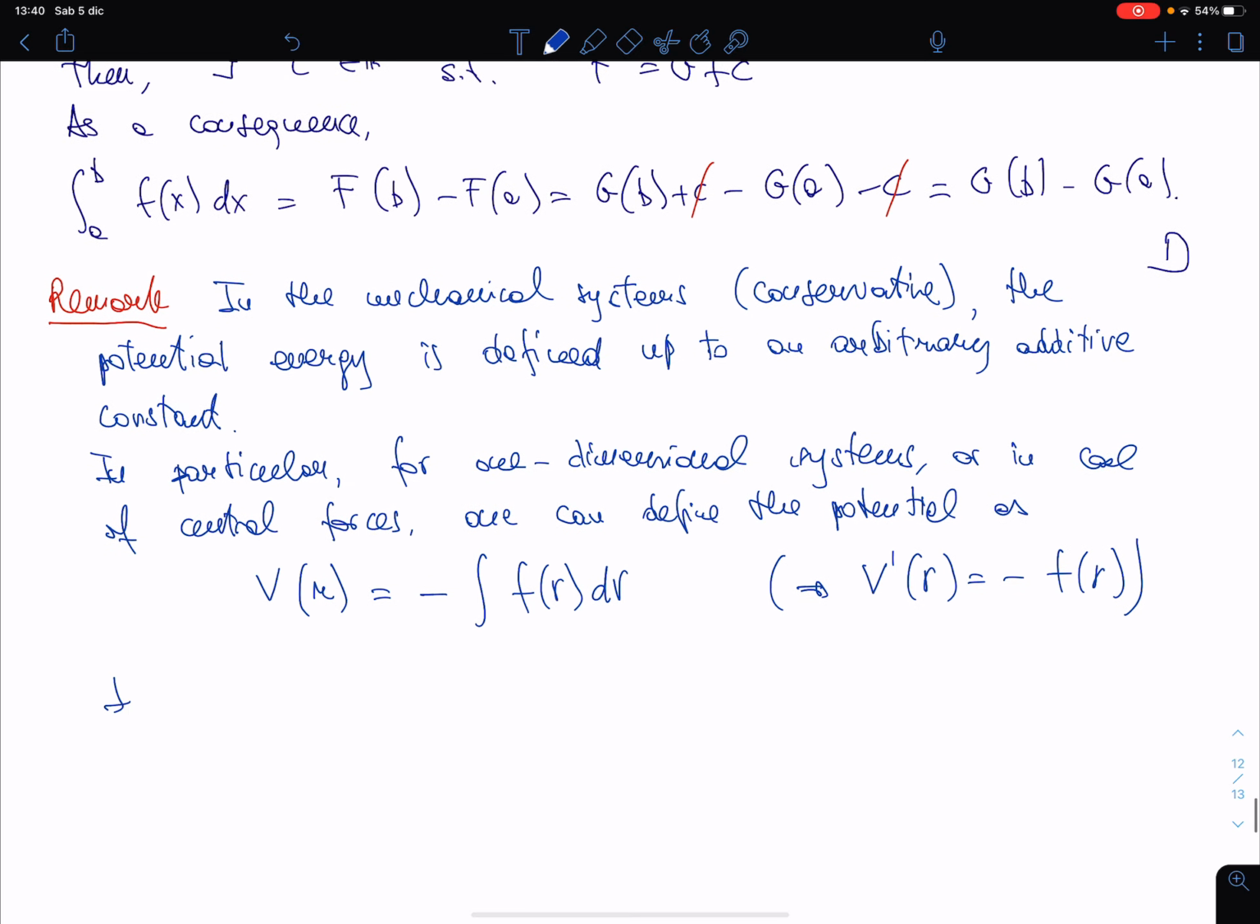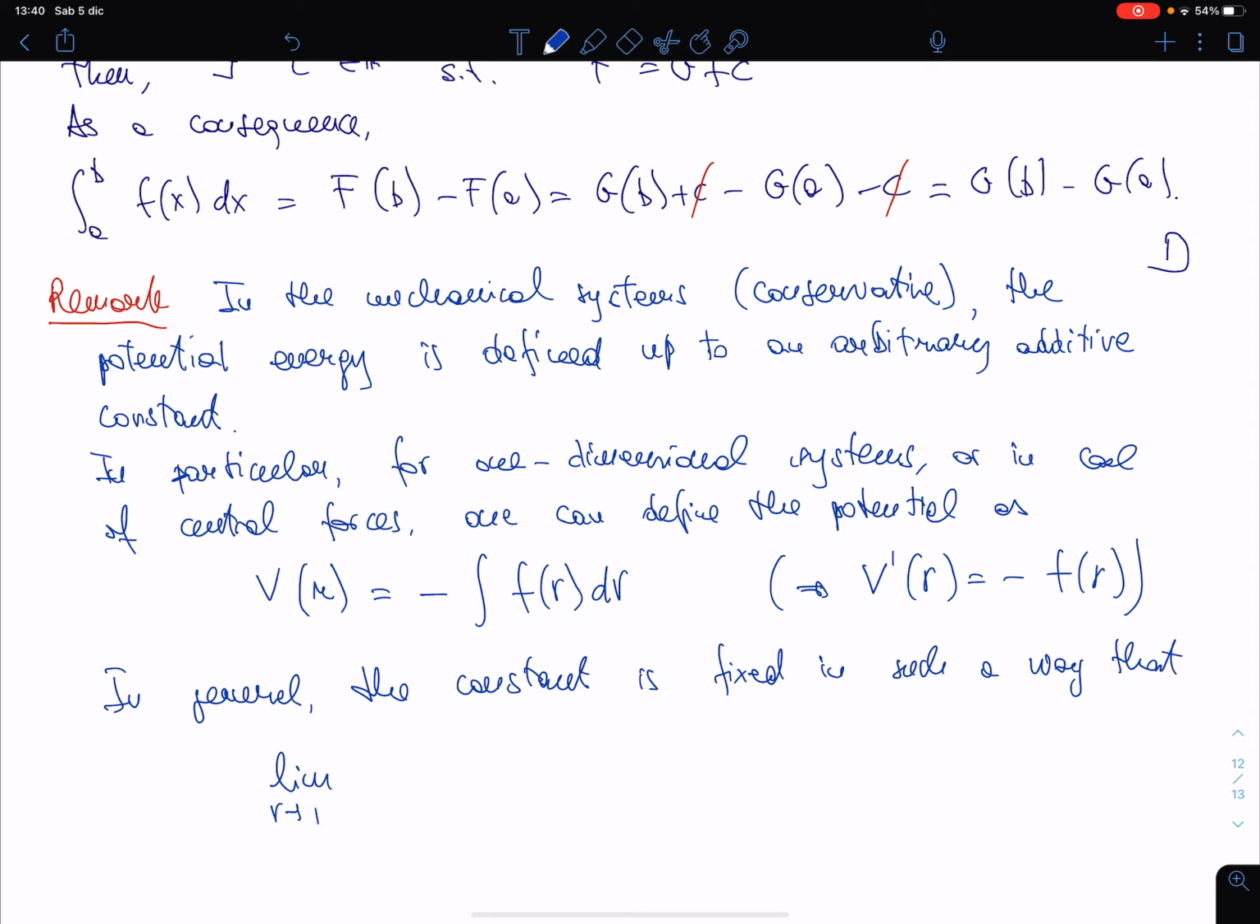So in general, the arbitrary constant is fixed in such a way that the limit for R going to plus infinity of V of R is equal to 0. There is no potential at infinity. Okay, and now we have really all the tools in order to really compute the integral, and this will be the subject of next.